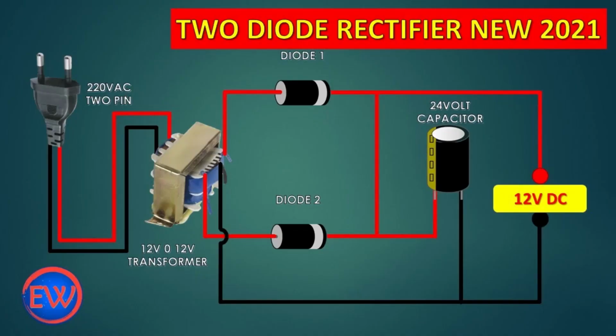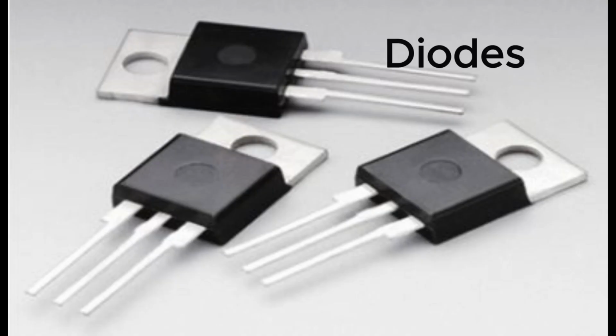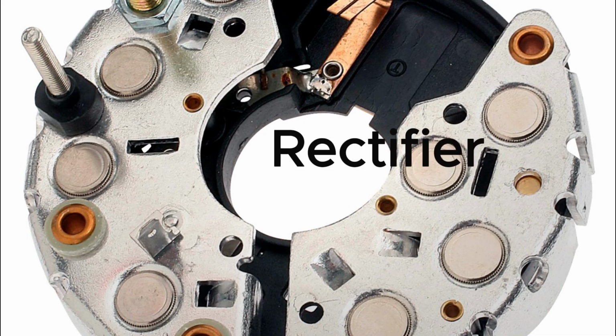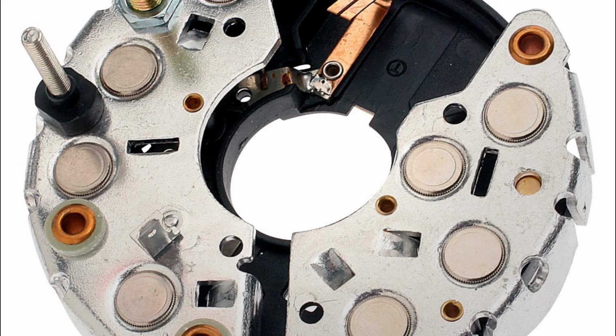Rectification. The alternating current produced by the alternator is not suitable for charging a battery or powering most electrical systems, which require direct current, DC. Therefore, the AC output of the alternator is passed through a set of diodes arranged in a configuration called a rectifier. The rectifier converts the AC into DC by allowing current to flow in only one direction.